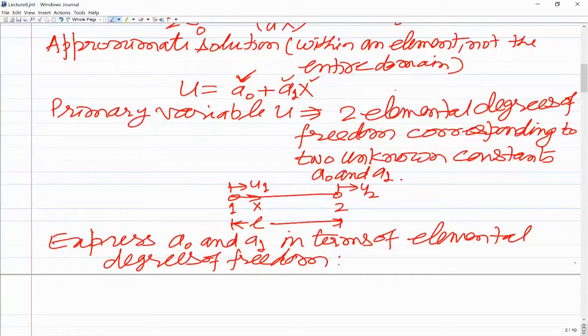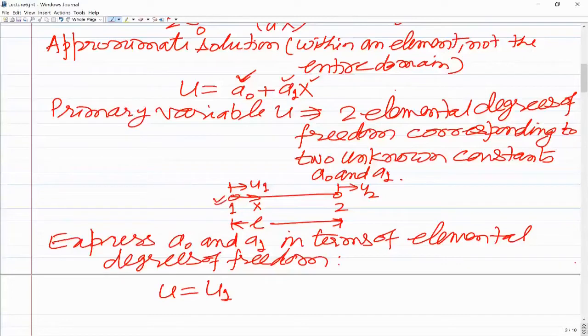These are for the element as a whole, so they are referred to as elemental. That means for the element, and degrees of freedom because if we know these parameters, we know the deformed configuration of the element. So that is why they are referred to as degrees of freedom. So now for this purpose, we have u is equal to u1, that is the value of u at node 1, this particular node.